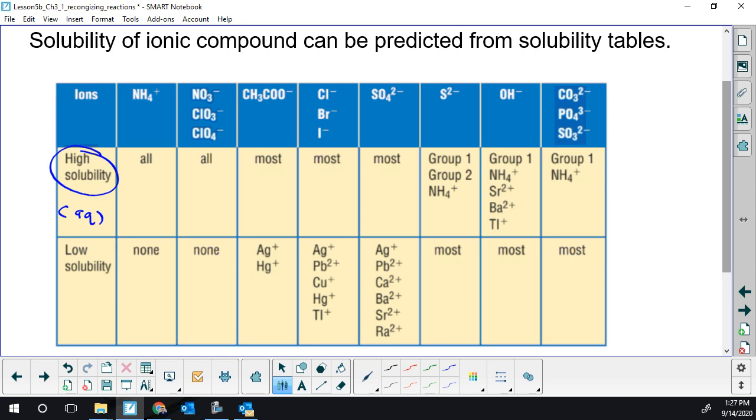So anytime we end up in this first row, not counting the headings, it's a highly soluble or aqueous short form. If we end up in the bottom row, these have low solubility, the pairing of the positive and negative ion have low solubility, and we're going to write solid. They don't dissolve. That'll be a solid chunk sitting on the bottom.